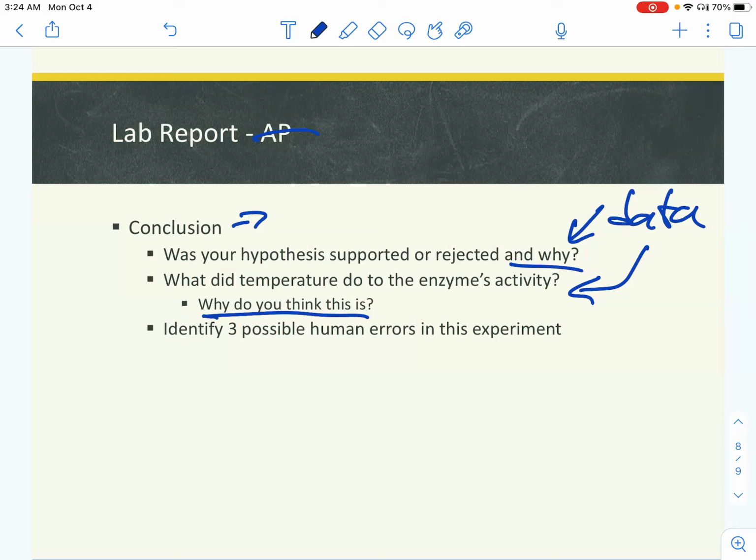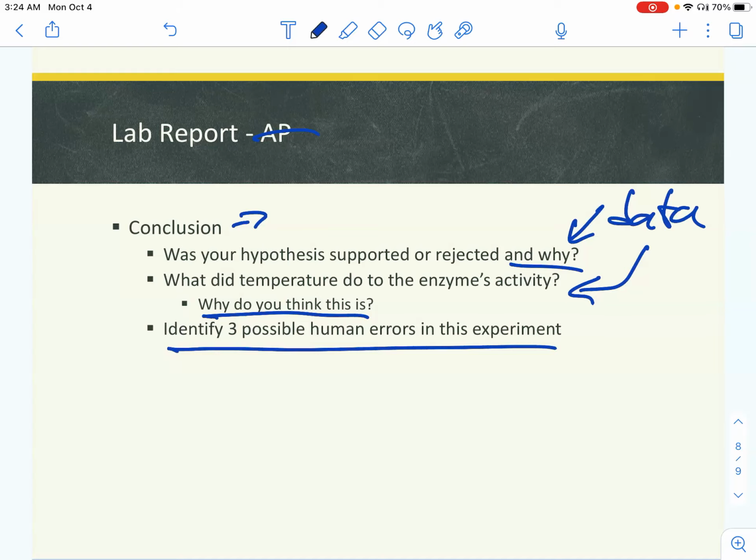And then finally, yes, of course, everything that we do involves human error, especially in high school biology. So what possibly could have happened that would have made this experiment faulty, or some areas that we might need to adjust if we were to run it again. Again, repetition is beneficial in the realm of science.